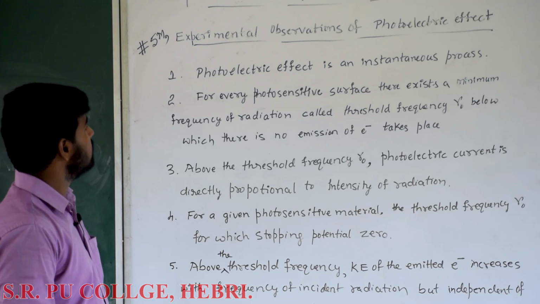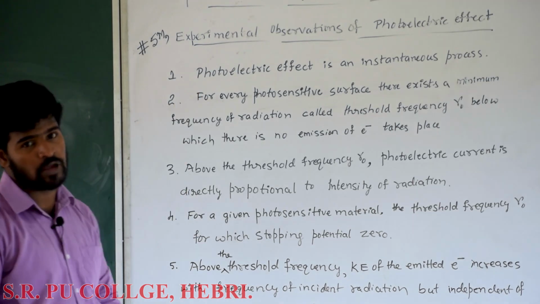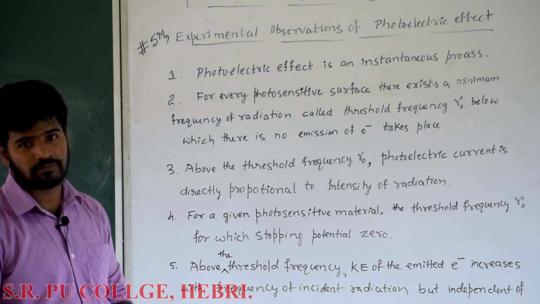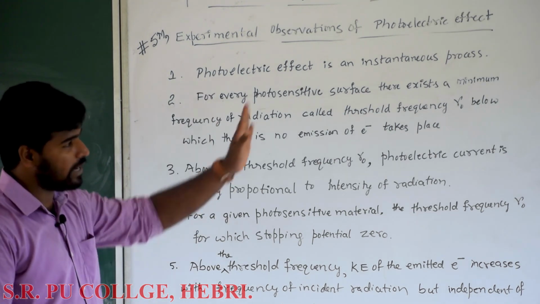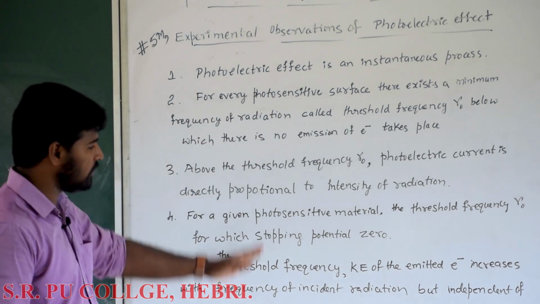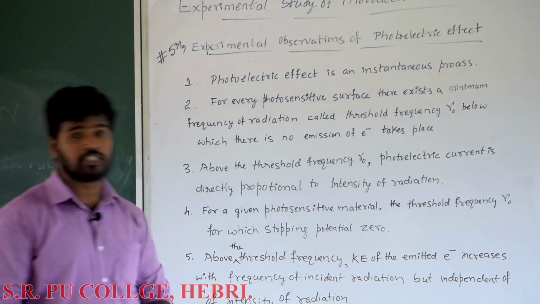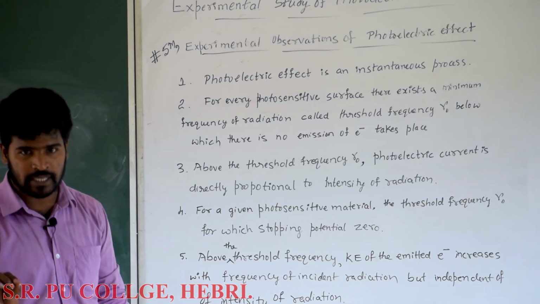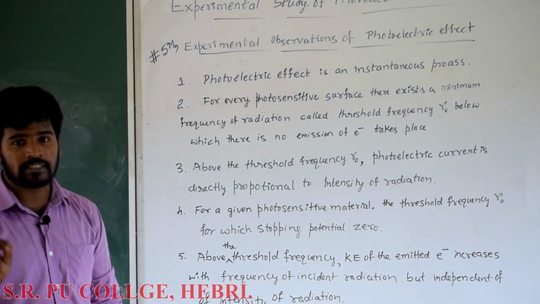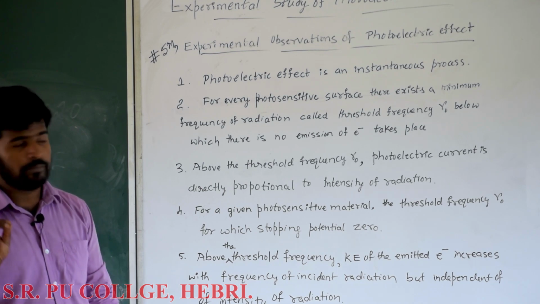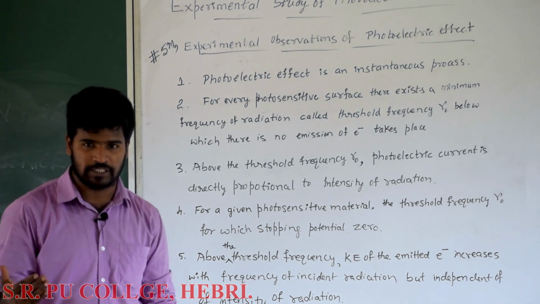Yes, the next heading, a very important 5-mark question: experimental observations of photoelectric effect. What we have studied by the graph is explained in terms of sentences. In that, the first one: photoelectric effect is an instantaneous process. It means that as soon as radiation falls on the emitter plate, the emission of a photoelectron takes place.